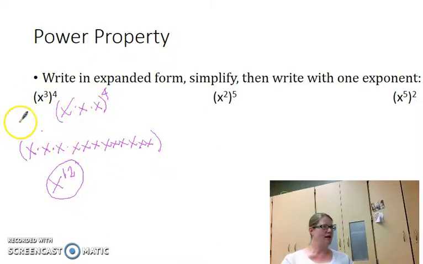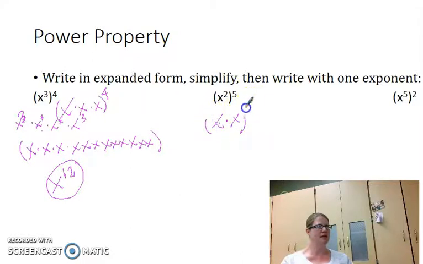Another way I could have thought about that is I could take x to the 3rd and it's raised to the 4th power. So it's multiplying x to the 3rd times itself 4 times, and then I could have expanded out those the other way. Either way, I'm getting x to the 12th power. X squared raised to the 5th power. Remember, x squared is equal to x times x, so that's inside the parentheses. And then that's raised to the 5th power, meaning I'm going to take x times itself 5 times.